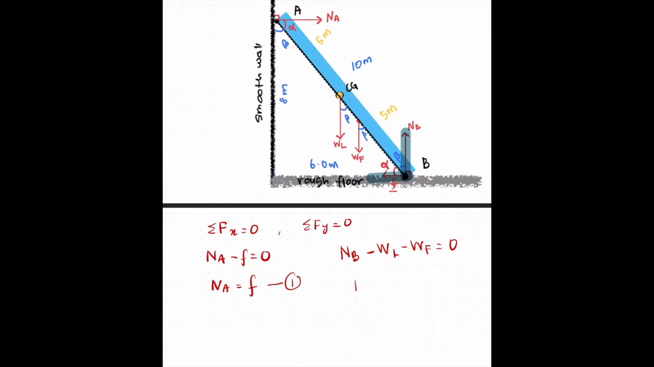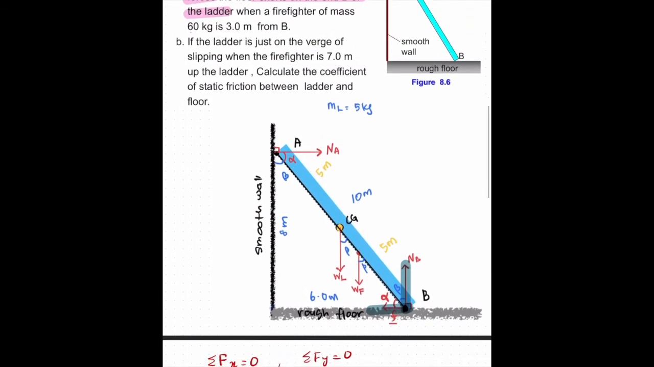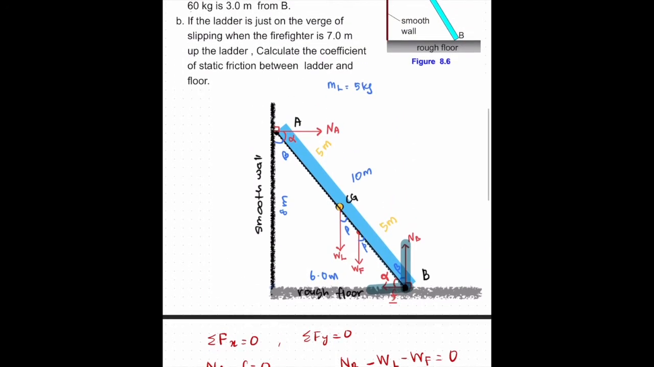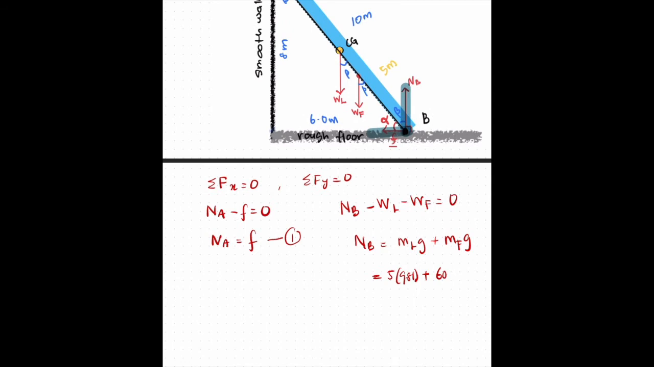Then NB is equal to MLG plus MFG, the mass of the ladder and the mass of the firefighter. The mass of the ladder is given here as 5 kilograms: 5 times 9.81 plus the mass of the firefighter, given as 60 kilograms, so 60 times 9.81. Then NB will be 637.65 Newton. This is our answer for the vertical force.